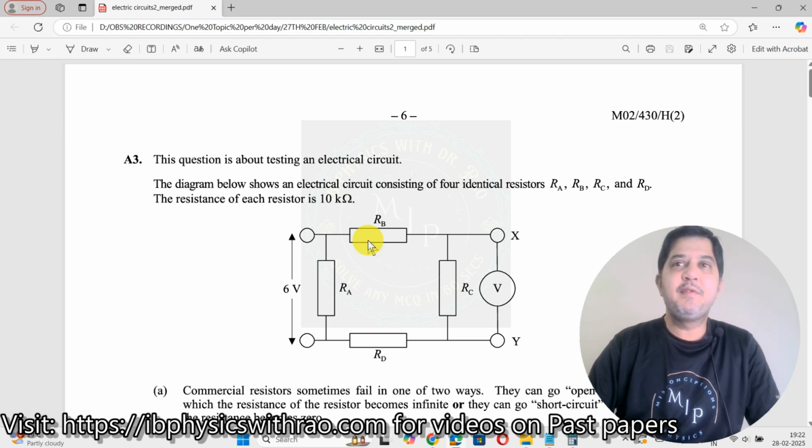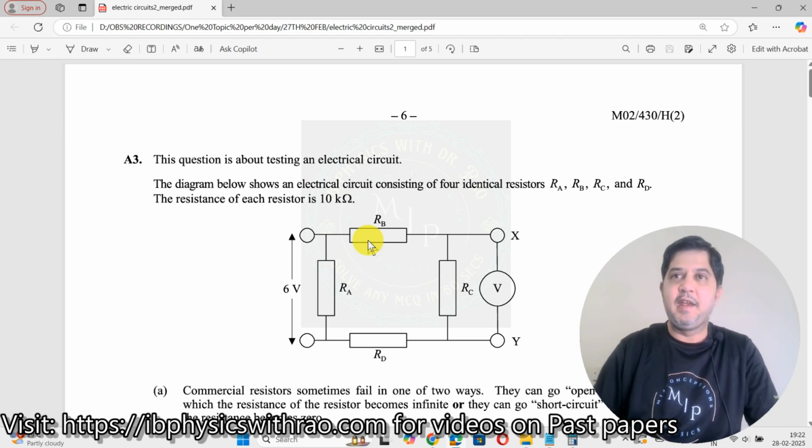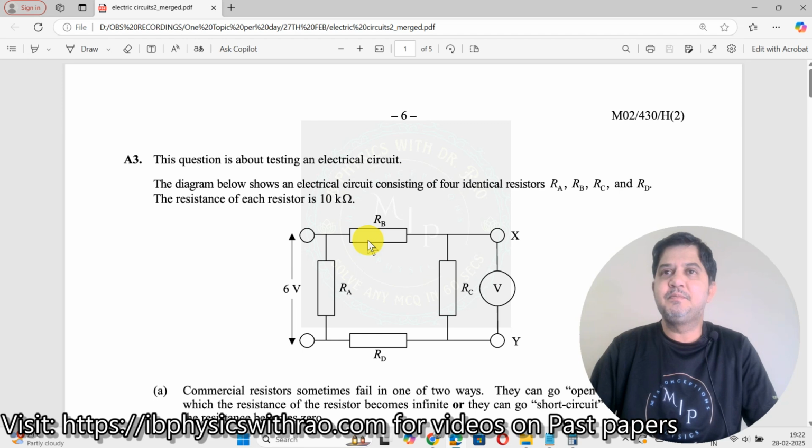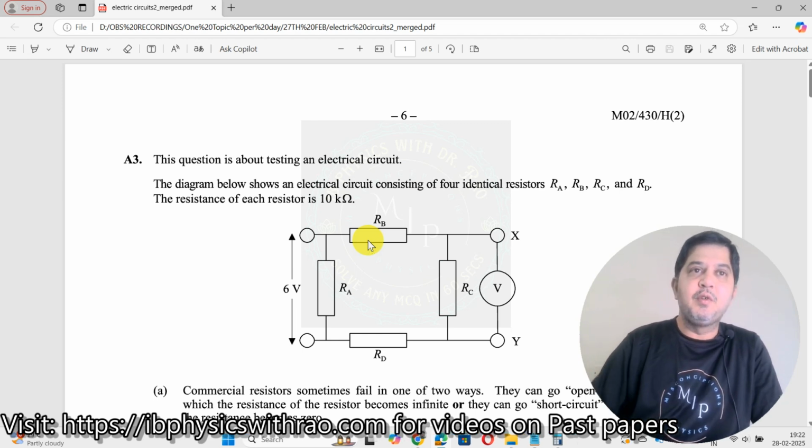And today we are doing problems on electricity or electric circuits. This question is taken from the May 2002 paper, HL section. Now let us start with this.